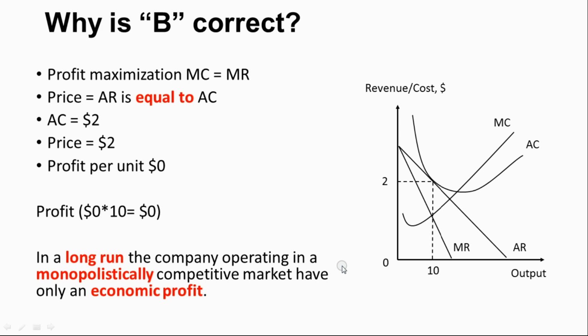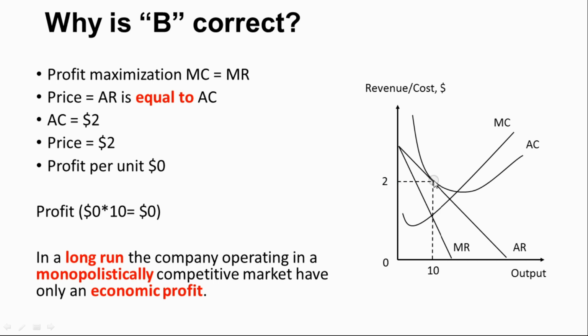Why B is the correct answer? Okay, we have the same situation, profit maximization, where marginal cost equals marginal revenue. Here, marginal cost and marginal revenue. Then price is the same as average revenue, which is equal to average cost. Here, you have to find the intersection of marginal cost and marginal revenue, then go up until you reach your price, your average revenue curve, and you will find the price, it's $2.